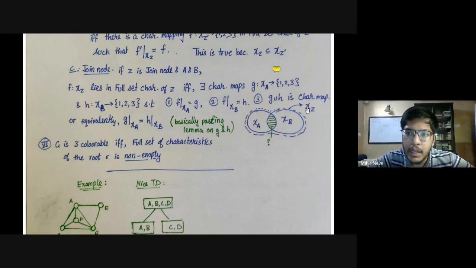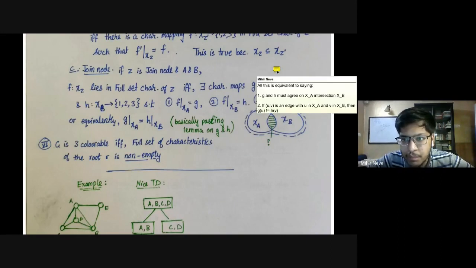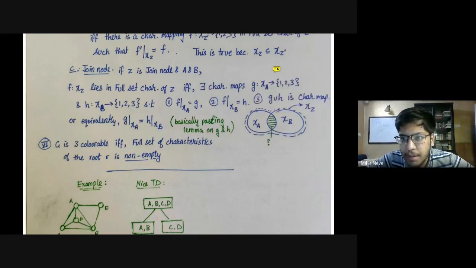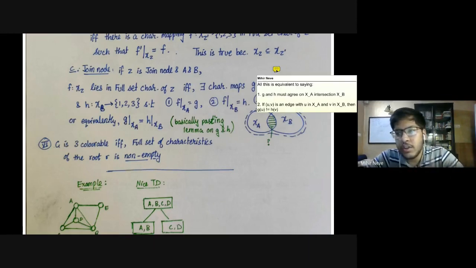how can you obtain a 3 coloring for chi-z? That is the question. To obtain the 3 coloring for chi-z, the first condition should be that the 3 colorings for chi-a and chi-b should match on their intersection. So I have rewritten the conditions here. The first thing is that the 3 colorings should agree on the intersection of chi-a and chi-b.